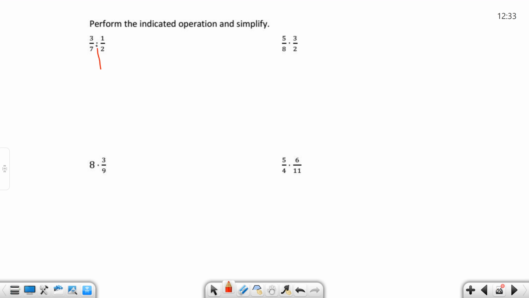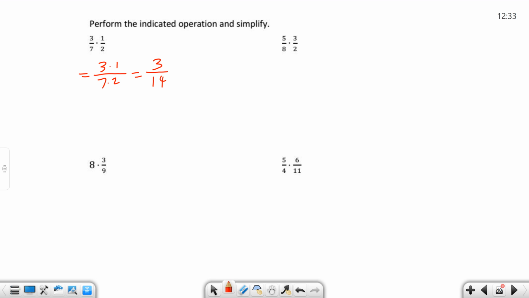Identify first. This tells me multiply. Once I know that, then I go, okay, I'm multiplying these fractions. And the way I multiply fractions is straight across. 3 times 1 over 7 times 2. And then nothing divides out there. Or I can just say, okay, 3 over 14.